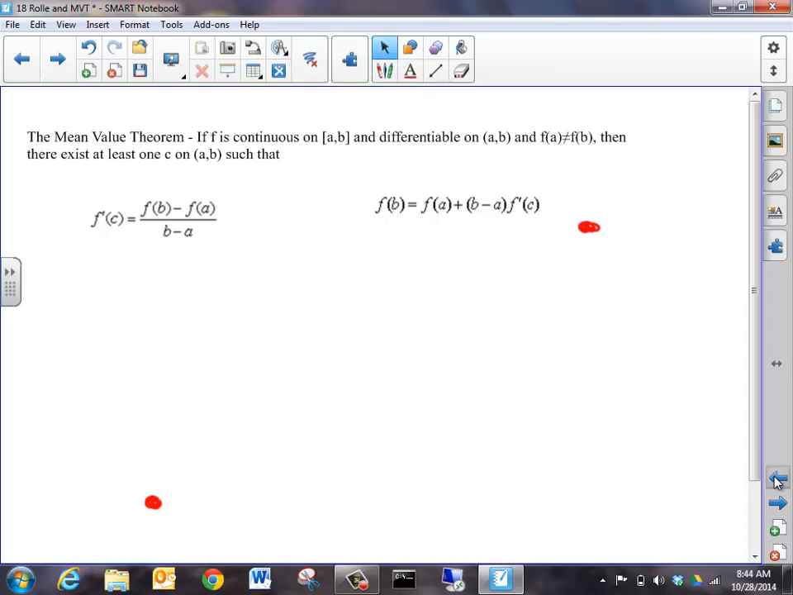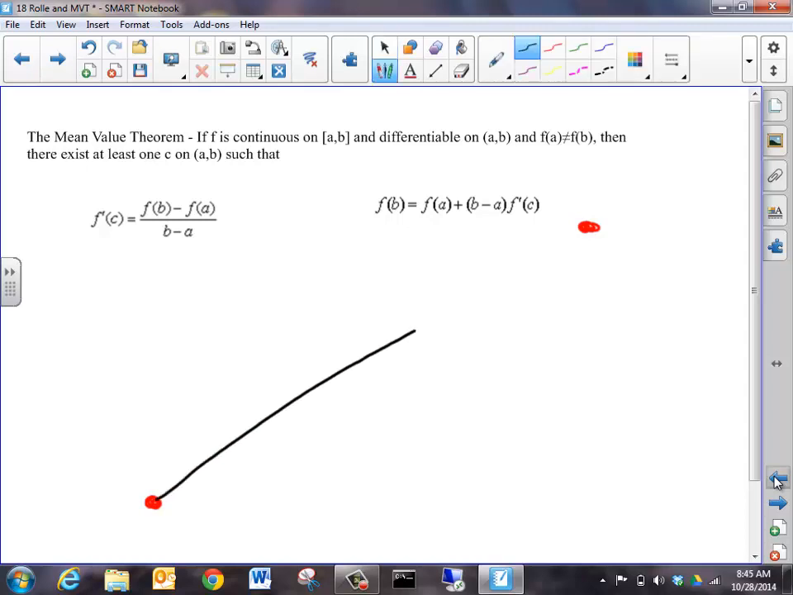Y'all are afraid, aren't you? He's trying to trick us. I'll give you one. Is that the only function that's continuous and differentiable between those two points? What else? Go draw one. No one will laugh at you.